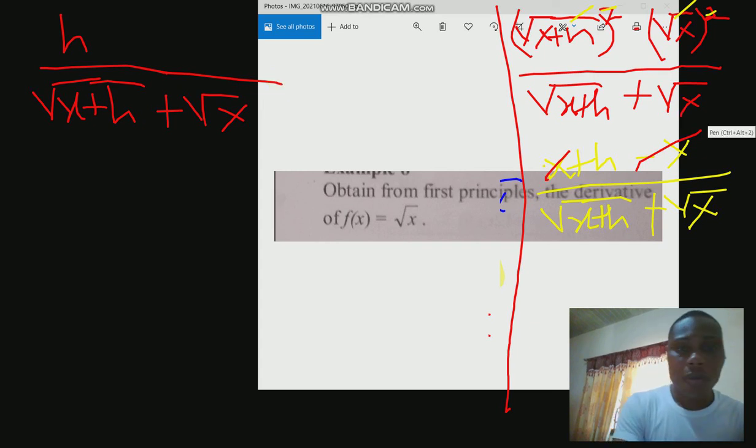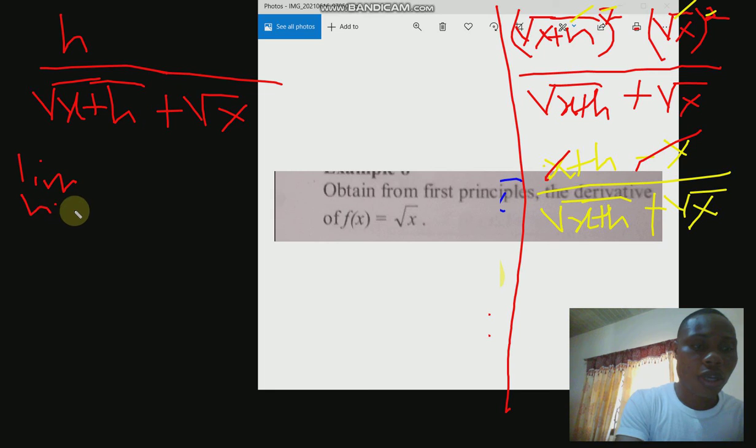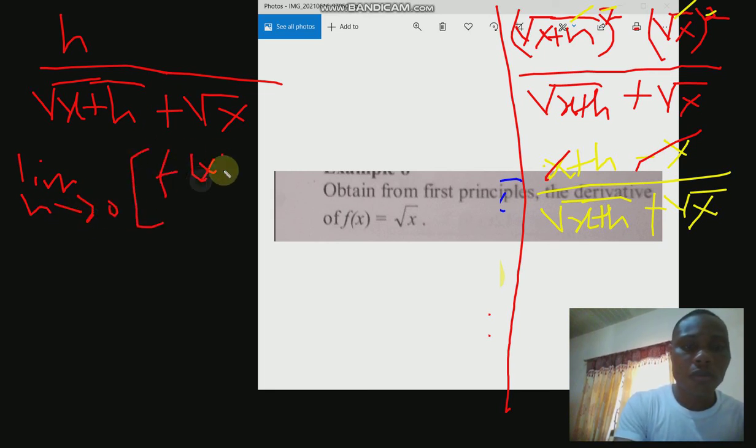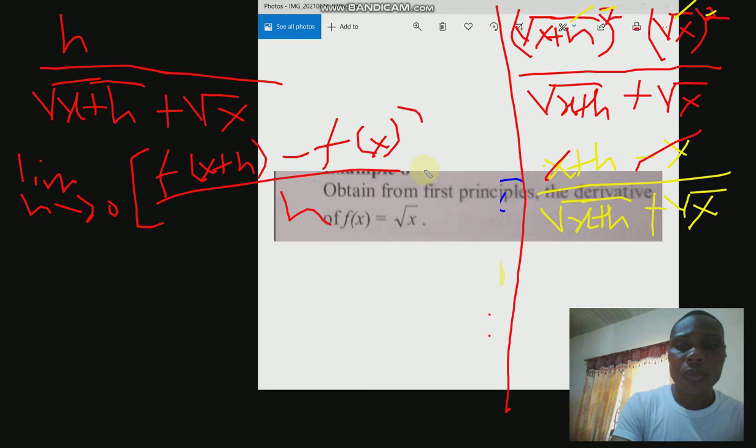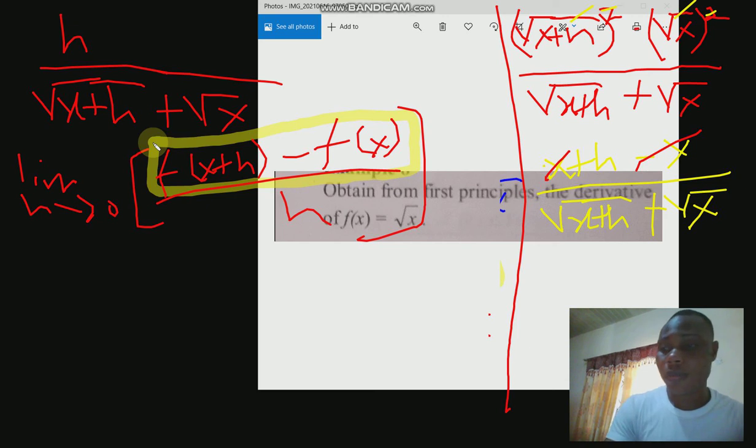Let's go back to our formula. Our formula was like this. Let me just write it here. Limit as h approaches 0, f of x plus h minus f of x all over h. Now we were able to solve for this, which is this.